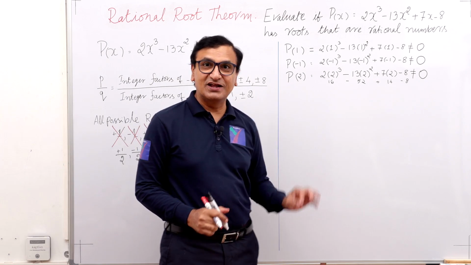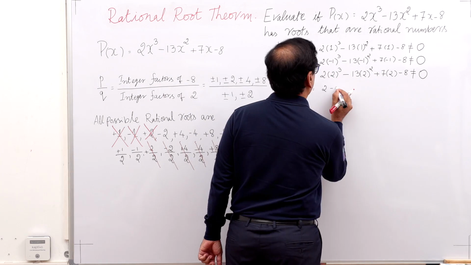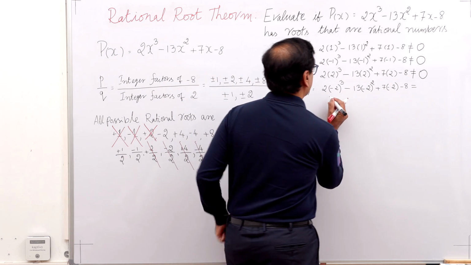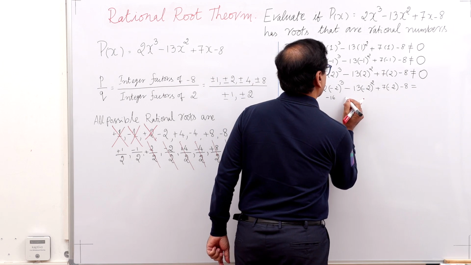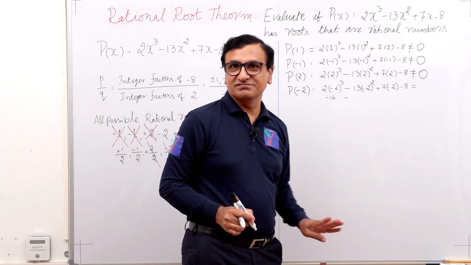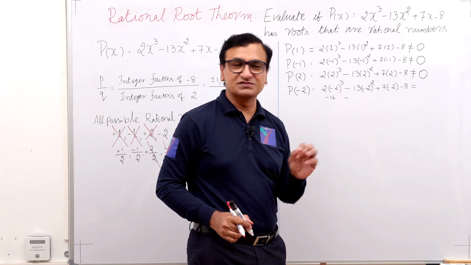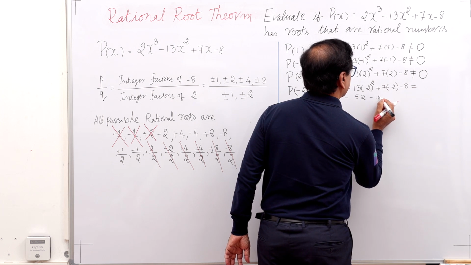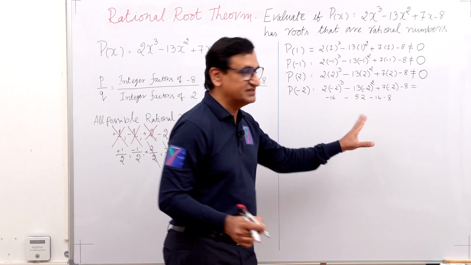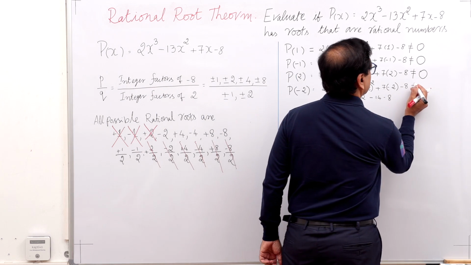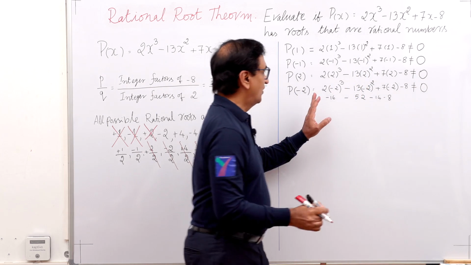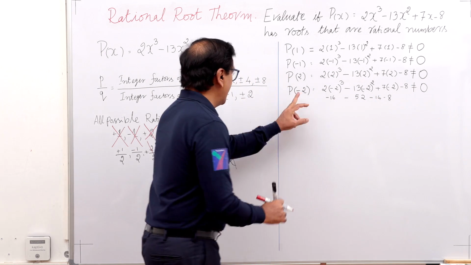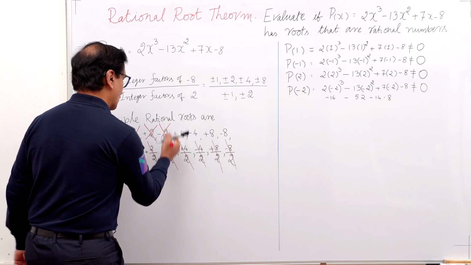Okay, then let's evaluate p of minus 2. Minus 2 cube is minus 8, so 2 into minus 8, minus 16, minus 2 square is 4, 13 multiplied by 4 is 52, minus 14, minus 8. This is definitely not equal to 0. All are minus 16, minus 52, minus 14, minus 8, not 0. So minus 2 is also not a root of this polynomial.